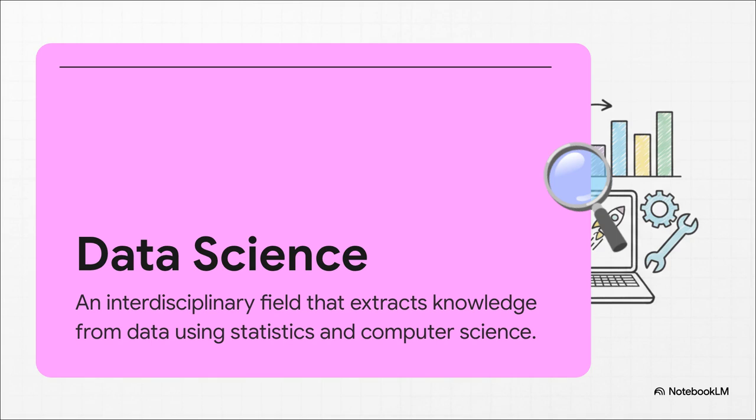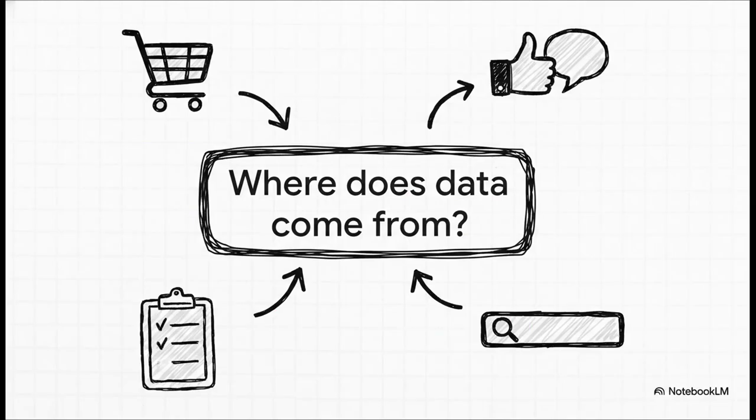The key word here is interdisciplinary. This is super important because data science isn't just about coding, and it isn't just about stats. Its real power comes from combining statistics, computer science, and real-world knowledge of a specific field, whether that's banking, healthcare, or anything else. So, where do we find all these clues for our detective work?